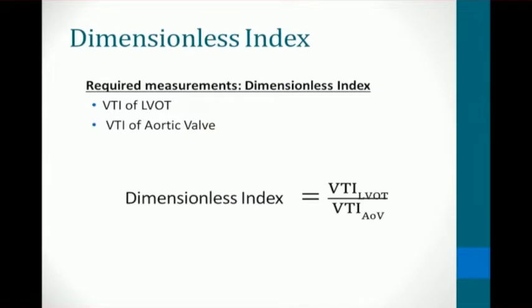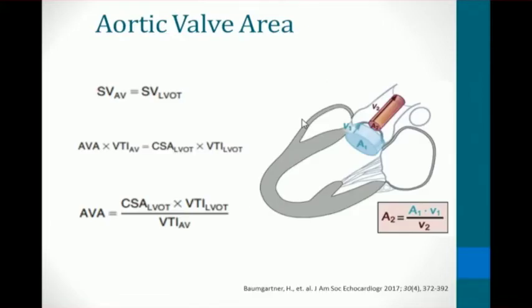To calculate the dimensionless index, which is essentially a ratio, simply divide the velocity time integral of the LVOT with the VTI of the aortic valve. You can also use velocity, though it is less preferred. If the ratio is under 0.5, there is stenosis. If it's less than 0.25, it's severe aortic stenosis. It's a very simple calculation to get a quick assessment on the severity of stenosis.